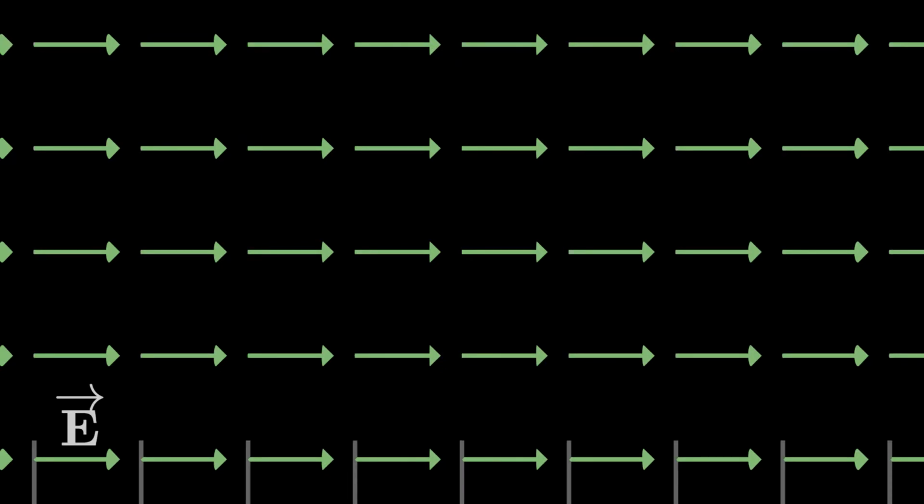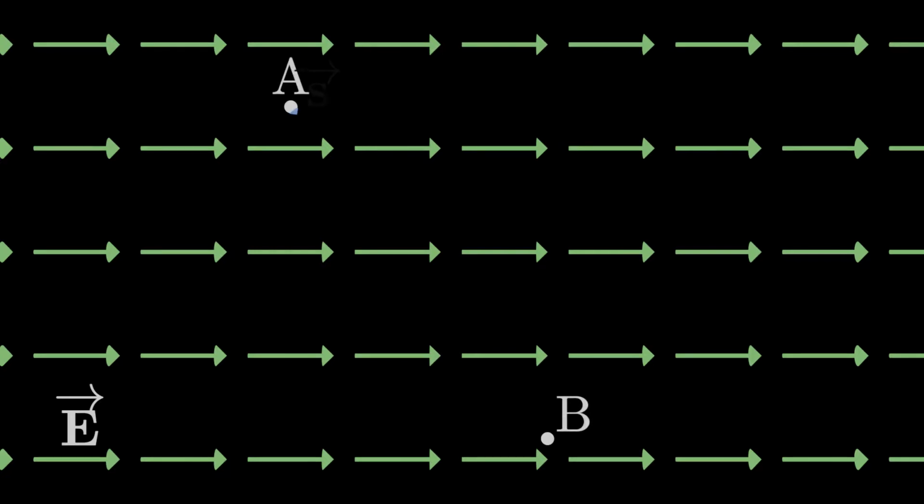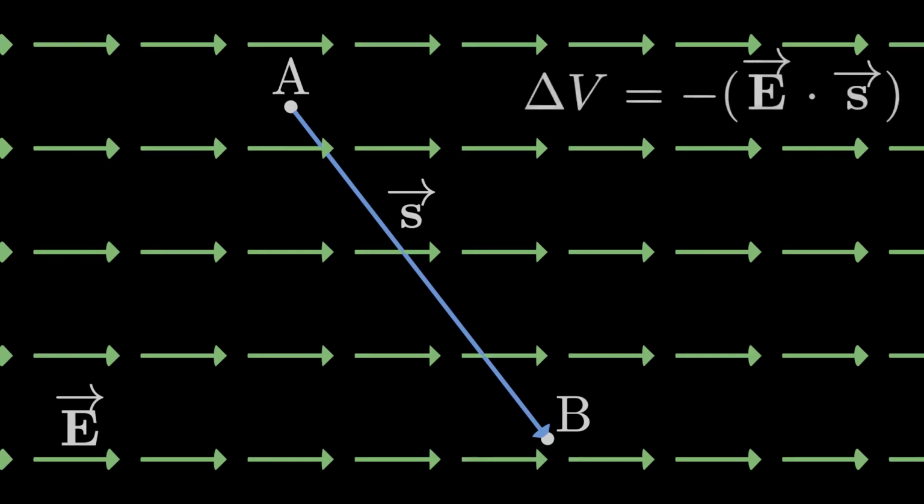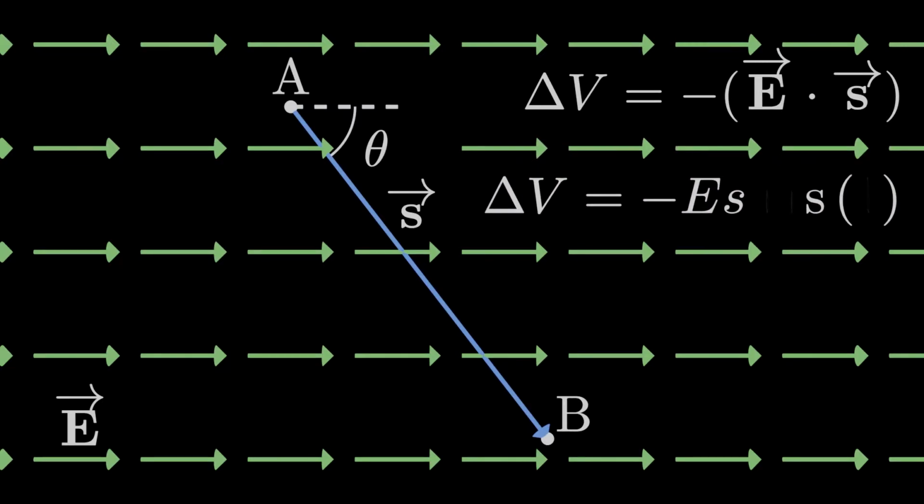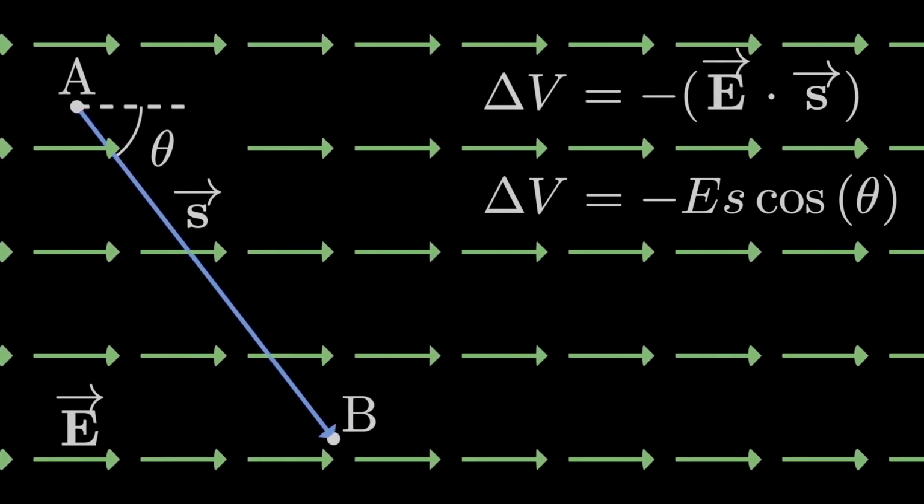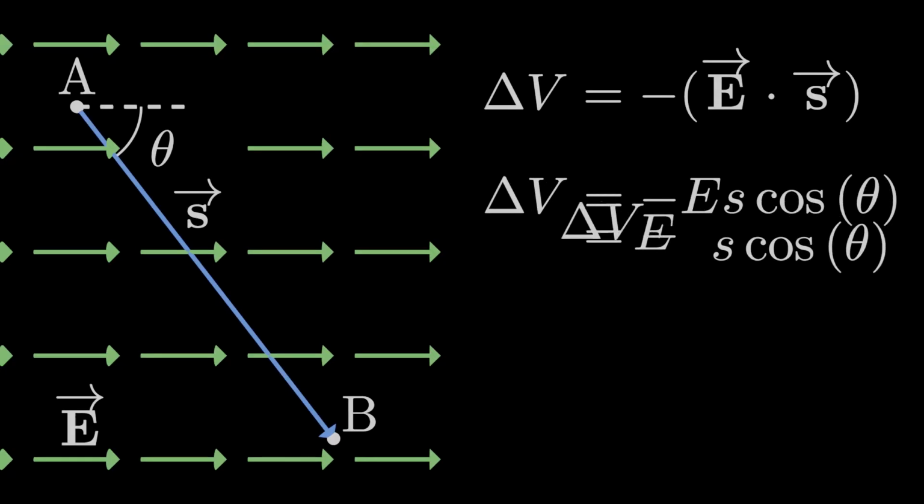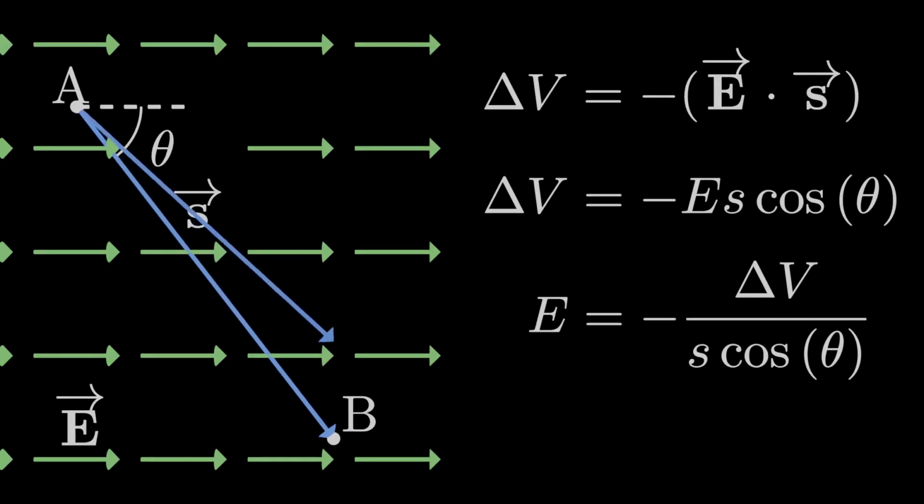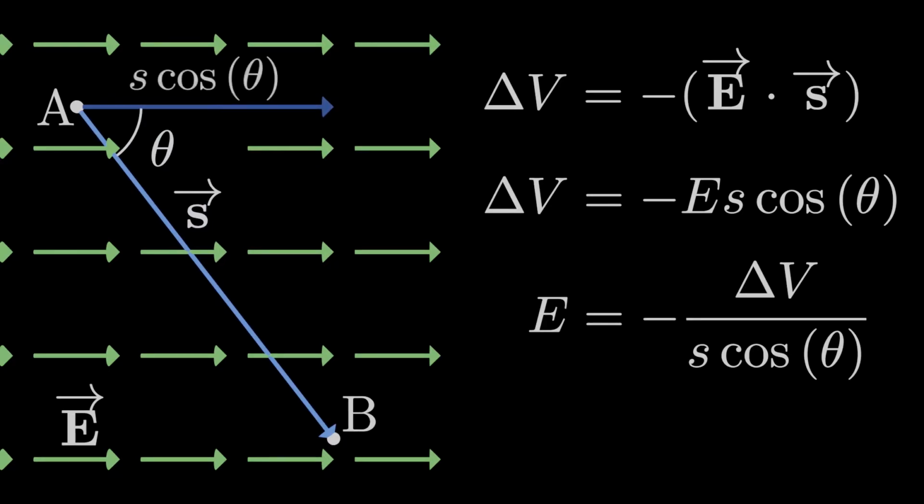So if we're using the non-calculus definition, then we remember that the potential difference is given by negative E dot S. If the angle between E and the displacement line is theta, then this is negative E S cosine of theta. Then the magnitude of the electric field between 2 points in space here is given by the negative potential difference between those 2 points divided by the distance between those 2 points that's in the direction of the electric field. This looks like S cosine of theta for that distance specifically.